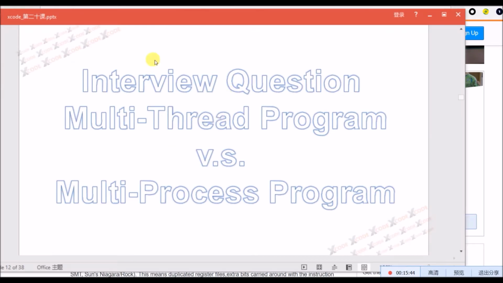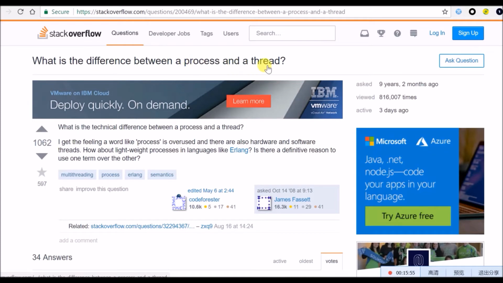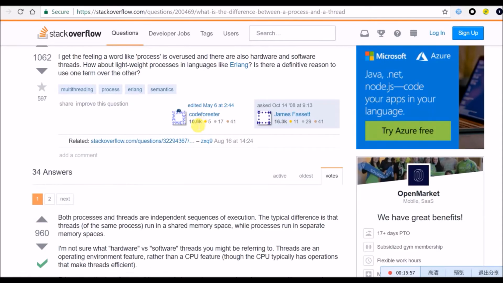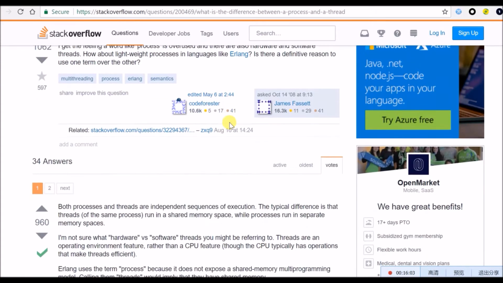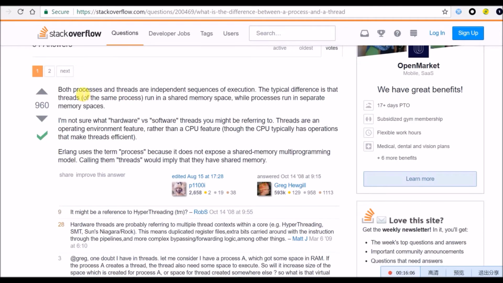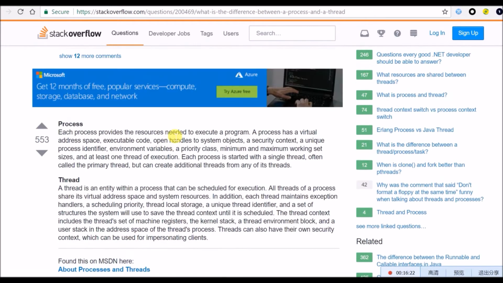So one more time. The question we are going to talk about today is actually multi-thread program versus multi-process program, which could be an extension to the original interview question of thread versus process. You can talk about this as well for the interview question, process and thread. It's okay, this is very basic. A thread is more like something within a process. You can have multiple threads within a process. I'm just going to talk about the important part. You can have a look at it later.